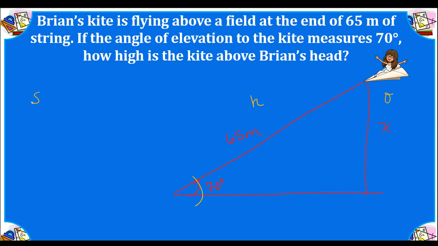So that is sine. So we have the sine of 70 degrees is equal to x over 65. We're going to cross multiply, and x is already isolated, so simply put in 65 times the sine of 70, and we get about, we're going to round to the nearest whole number, so x is about 61 meters.